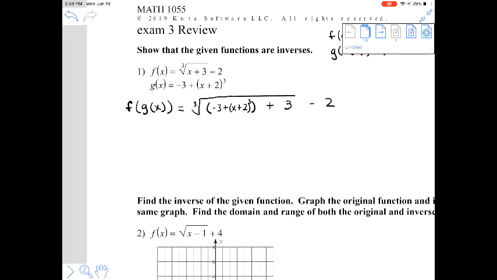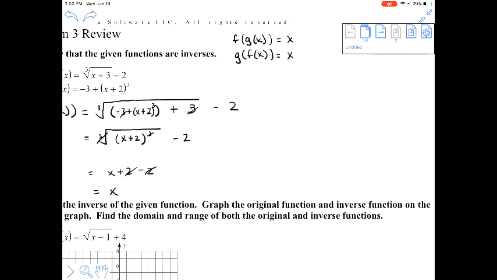And then what's supposed to happen is everything cancels except for that single x. So first thing that cancels is that negative and positive 3. So now we have the cube root of x plus 2 to the third power minus 2. Now the cube root and the third power cancel. So we have x plus 2 minus 2, positive and negative 2 cancel. So we show that f of g of x is equal to x. So that's part of it.